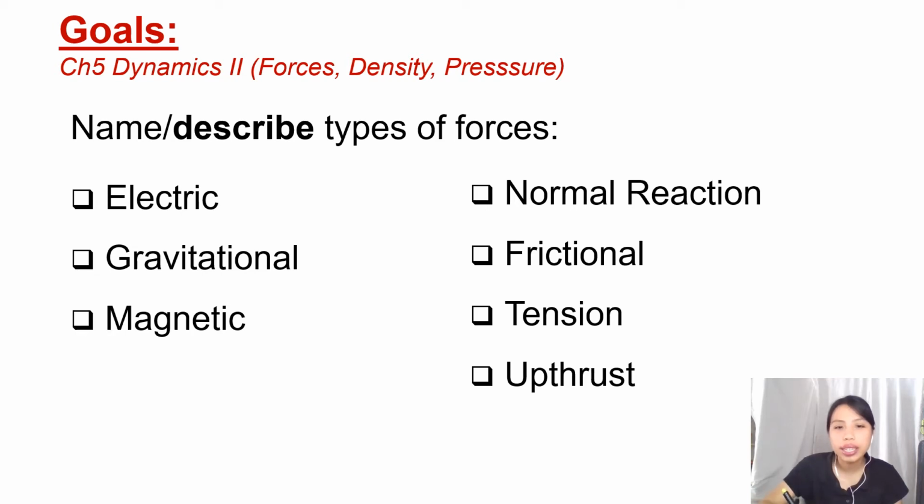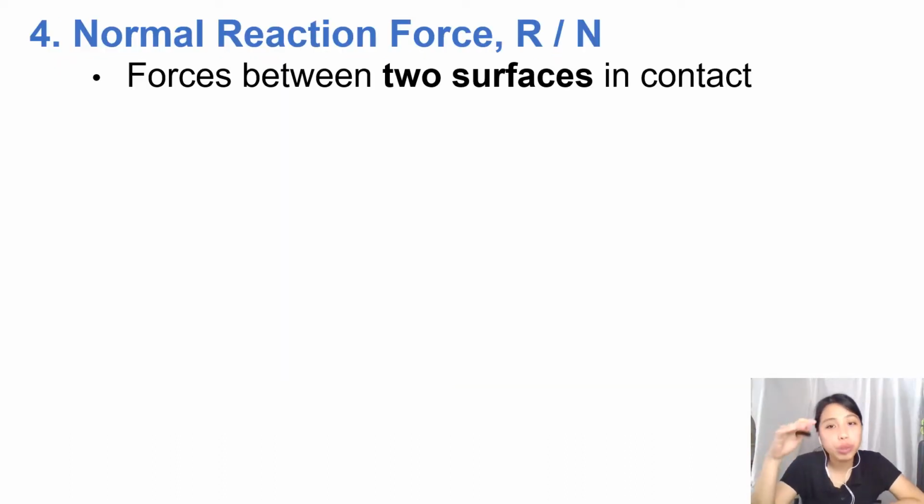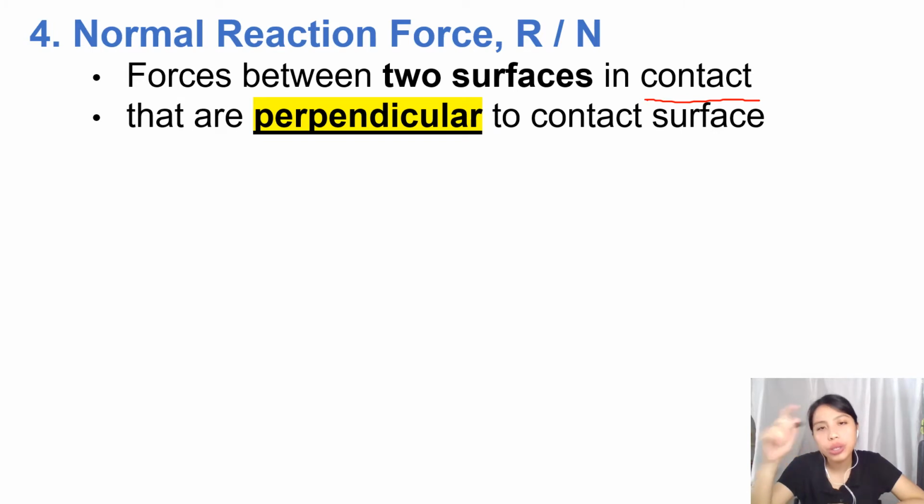Okay, so the next ones we're going to look at are the normal reaction force, frictional force, tension, and the last one, upthrust. Let's look at the normal reaction force. Firstly, it is a force between two surfaces in contact, so they must be touching. These are contact forces. Another thing to know is that the force coming out is perpendicular to the contact surface, where both surfaces are touching.